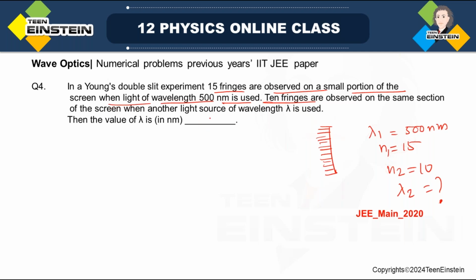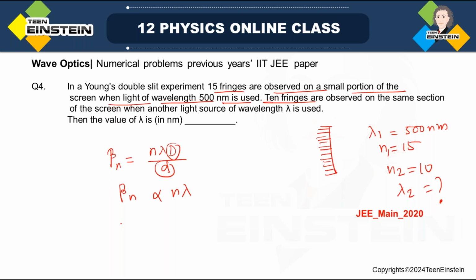Look here, in Young's double slit experiment, we know the fringe width beta n is n lambda into D by small d. For a particular experimental setup, D and d are fixed. That means I can say beta n is proportional to n lambda.